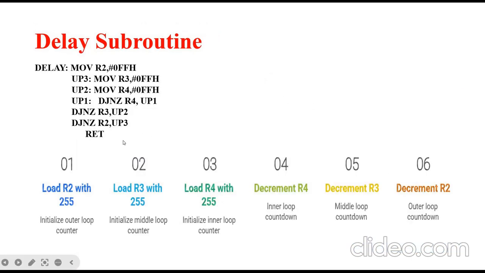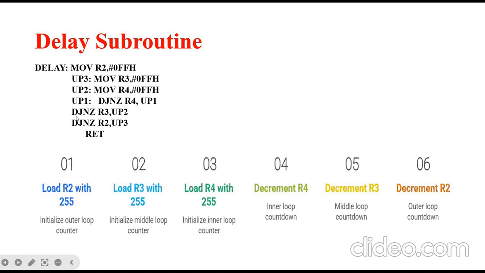So this is the delay subroutine. Here you have to load R2 with 255, that is FFh. Then you have to load R3 with again 255. This is nothing but the initialization of the middle loop, and this was the initialization of the outer loop. Then you have to load R4 with 255, that is initializing the inner loop. Once that is done, you have to decrement R4 here. DJNZ R4, up1. This is the inner loop countdown.